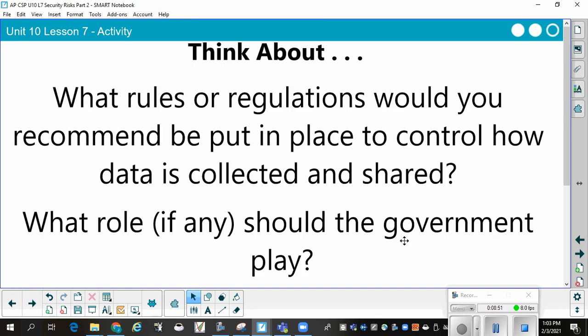So think about this. What rules or regulations would you recommend be put in place to control how data is collected and shared? What role, if any, should the government play in this regulation? And this is not a right answer or a wrong answer. This is think about it. Okay? And the government itself is not necessarily always the perfect answer. So you've got to think about rules, regulations.